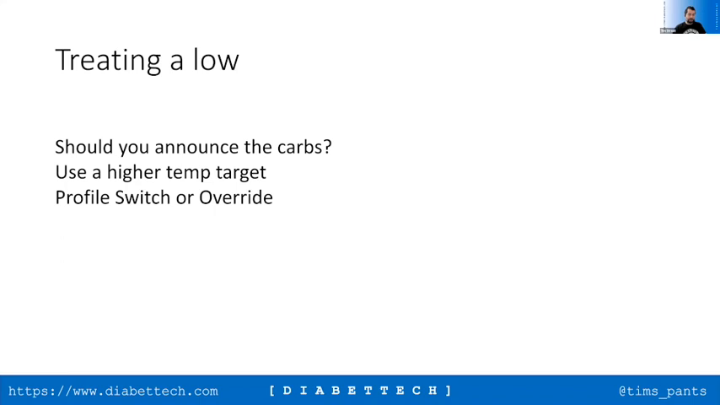Now, if you're using a higher temp target, and actually if you enter carbs in Android APS at the time of a hypo, it will set a higher temp target at the same time for 45 minutes as default at, I think it's 8.5 millimole per liter. And that's a good thing because it reduces the impact of the algorithm trying to correct for the carbs you've eaten. I think it's 6.5. Sorry? I think it's 6.5.